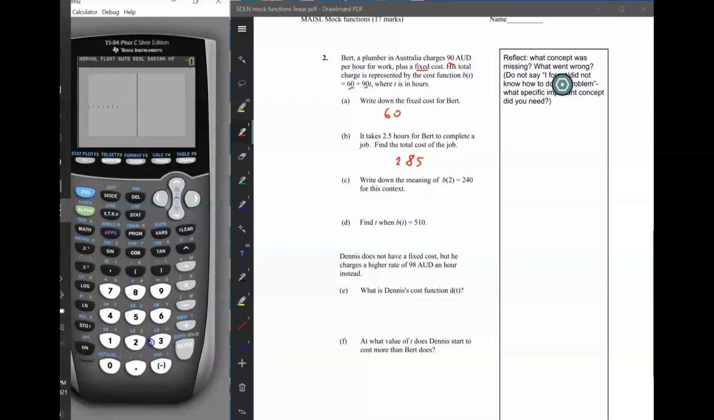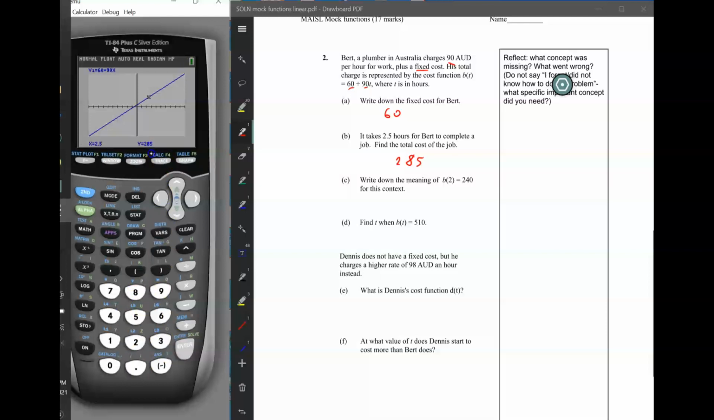And then the y scale will adjust so that we can see the whole thing. And then we're just going to do trace 2.5, and then hopefully we'll see the value here. So we go to trace, oops, not graph, trace 2.5. Enter. And yeah, y equals 285.